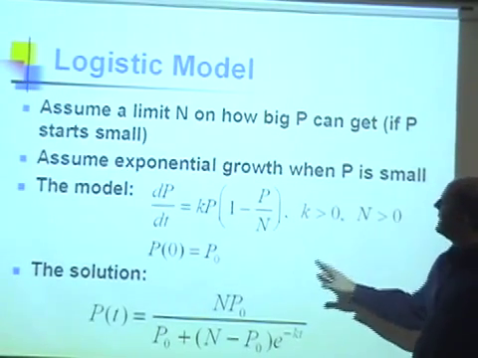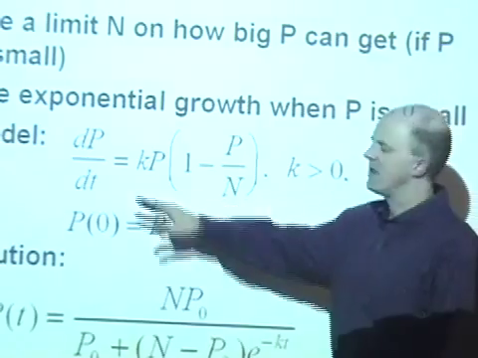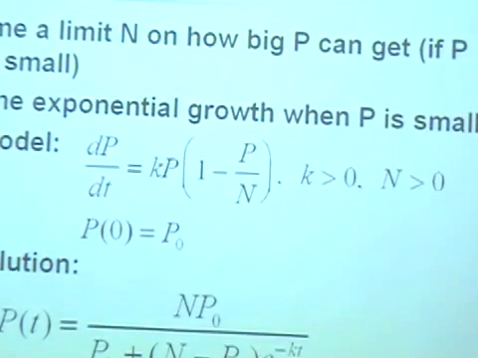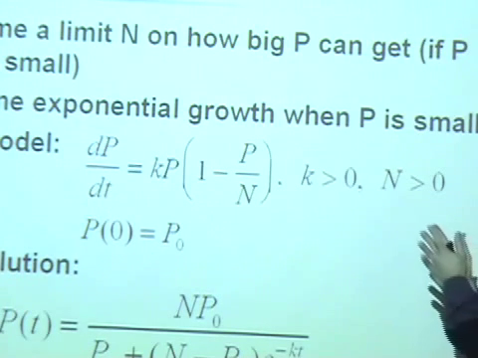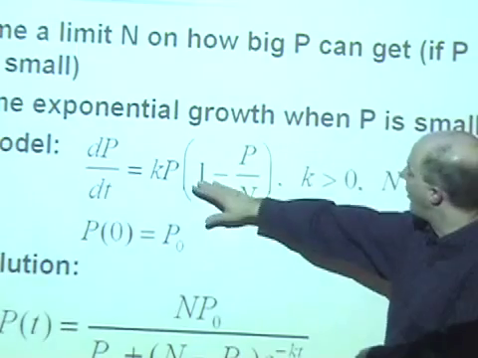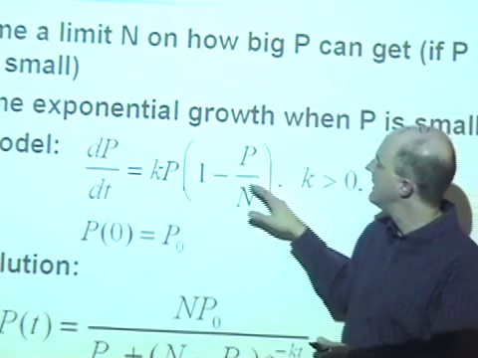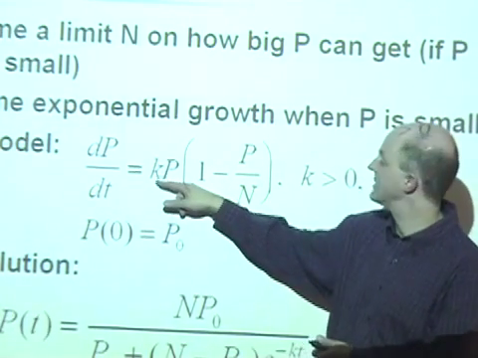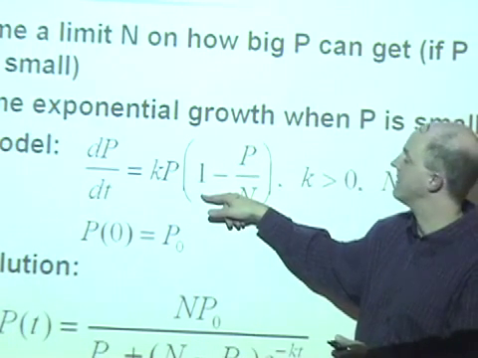You'll read in the book a derivation of why this equation right here satisfies those assumptions. Let's just very quickly think about it right now. This kind of intuitive, heuristic thinking is something you want to get used to. If p is small, then p over n is pretty small, close to 0. 1 minus that is close to 1. Basically, this term right here is close to 1. In other words, the right-hand side of your differential equation is close to k times p times 1, or just kp. It's acting like an exponential growth model.